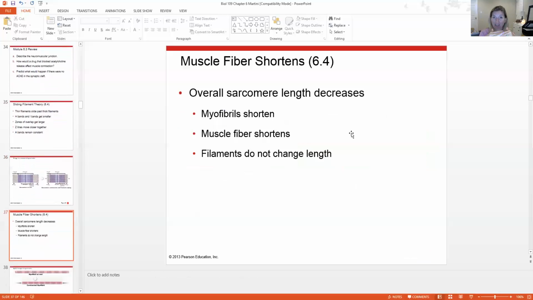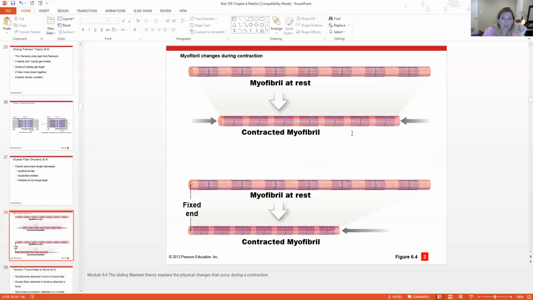They slide past each other, hence sliding filament theory. Here you see a myofibril at rest, and here you see a contracted myofibril. These I bands are just smaller on the contracted myofibril. Again, they're at rest. If we fix it at one end, just like you would on a muscle, right? They're fixed on the ends, they're attached to tendons. You get a much, much shorter muscle myofibril.